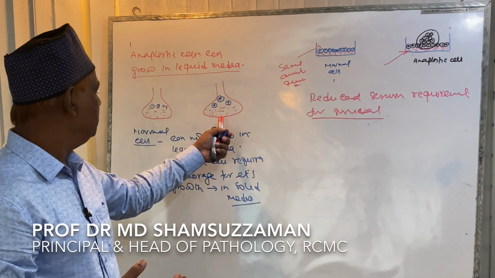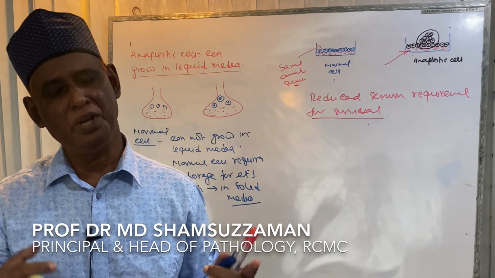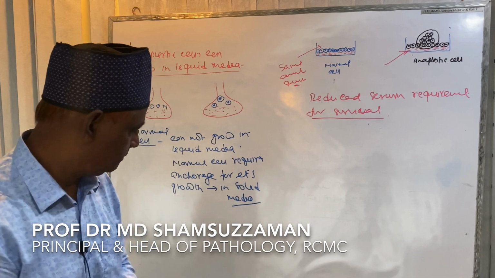But malignant cells or anaplastic cells require no anchorage, so they can grow in solid media, and also they can grow in liquid media.